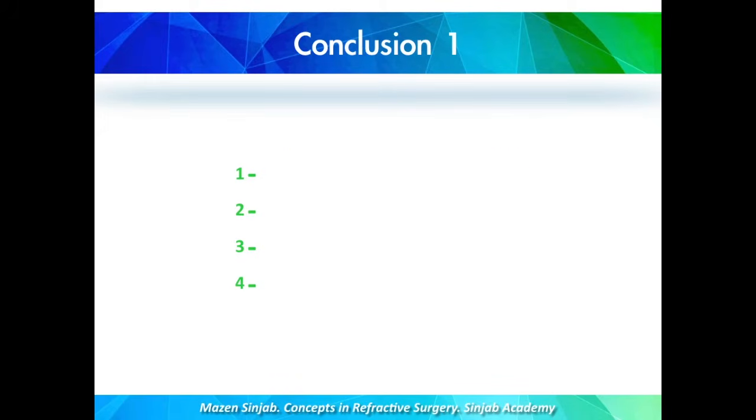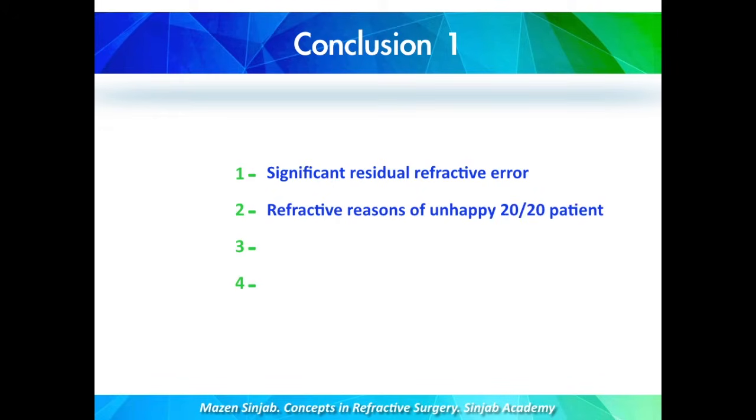Conclusion 1. Indications for enhancement are significant residual refractive error, refractive reasons for an unhappy 20/20 patient, loss of effect, and major corneal irregularities.